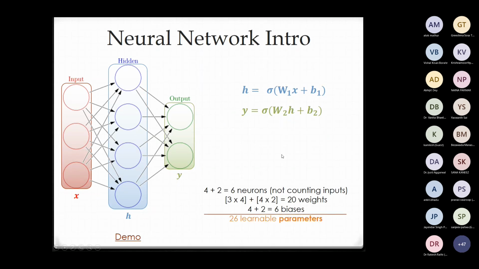Or bias terms. Okay, if you calculate, they have 6 neurons: 4 plus 2. Then with 3 inputs, we calculate 3 multiplied by 4 plus 4 multiplied by 2, which is 20 weights. So how many biases are there? 4 plus 2 is 6. So how many in total? 26 learning parameters. The weights are 20, and 4 plus 2 equals 6 biases, so 26.